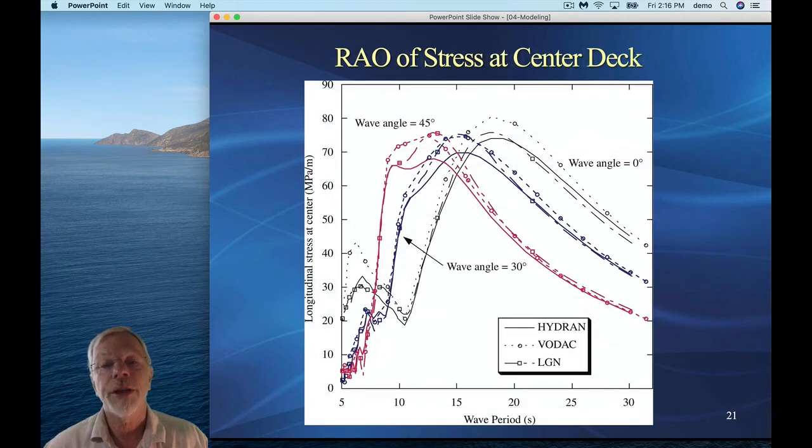Now we look at the RAO of the longitudinal stress at the center of the deck, of the top deck. So again, the horizontal axis is the wave period. The vertical axis is the stress per unit wave amplitude, so the dimensions are megapascals per meter. And we see that we get pretty good agreement between these three models.